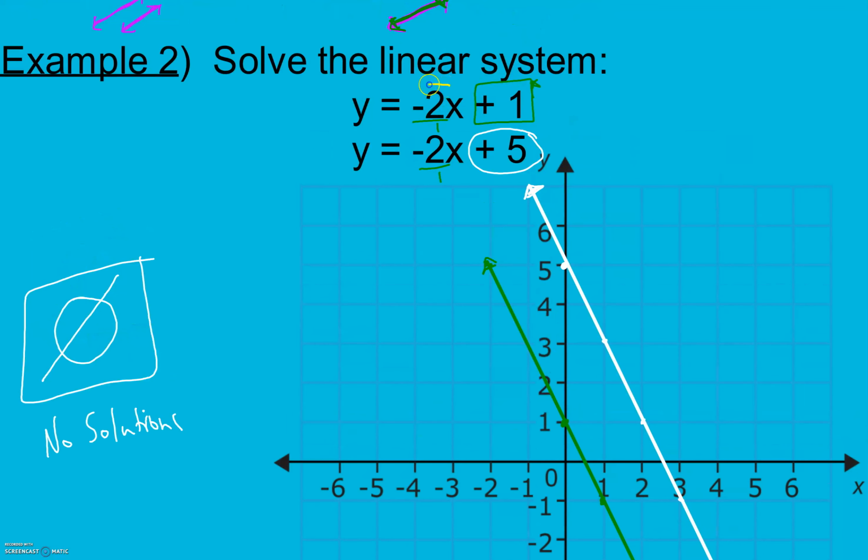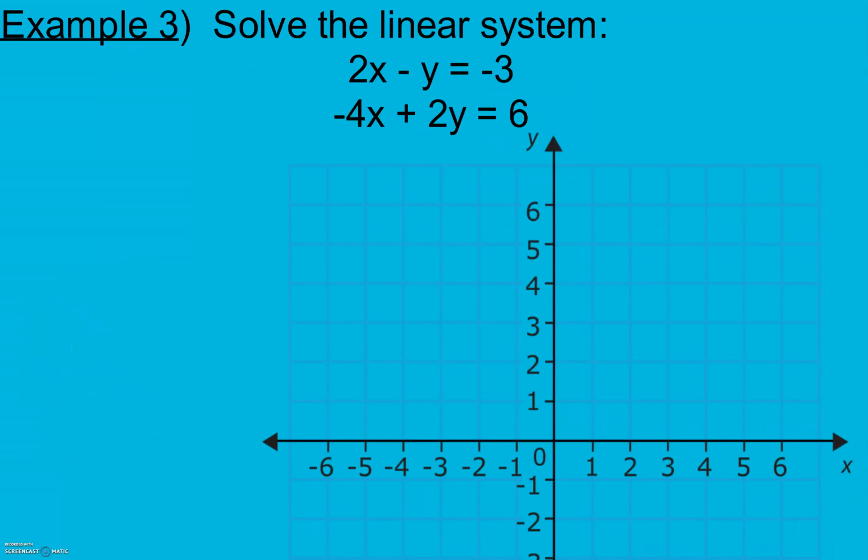Remember, parallel lines have the same slope, but different intercepts. So since they have the same slope, we know these lines are parallel. We know that they're never going to meet, and there's no solution. No ordered pair will make both of these equations true.